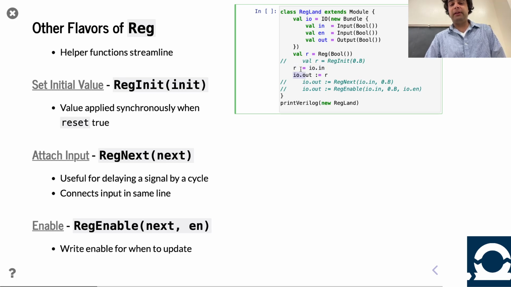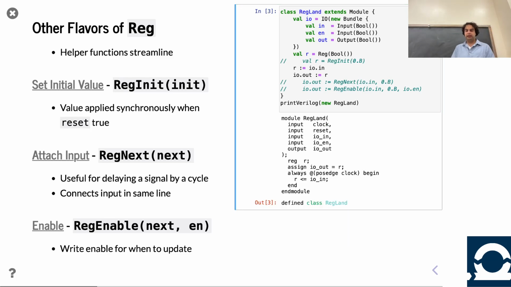So in this case, remember the connect operator, this colon equals, takes the output of the right and connects it to the input of the left. This is not a bidirectional connection. So okay, this output goes into this input. In other words, the input to this module goes into the register, and then of course, same thing here, the output of the register is now connected to the input for this io.out, which is the output for this module. So great, how does this look in Verilog? It comes out the other end.